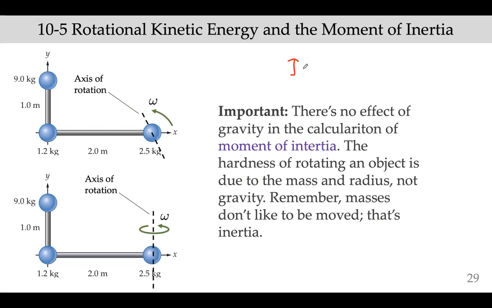And you can also see that this is m r squared. There's no gravity term. The resistance to rotation comes from the masses, because the masses don't like to be moved linearly or in the rotational, angular direction, and that's related to inertia.